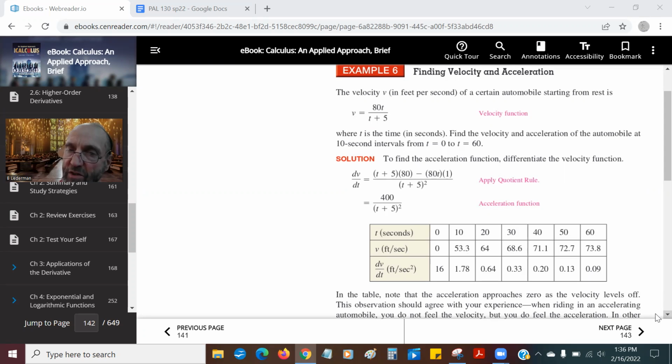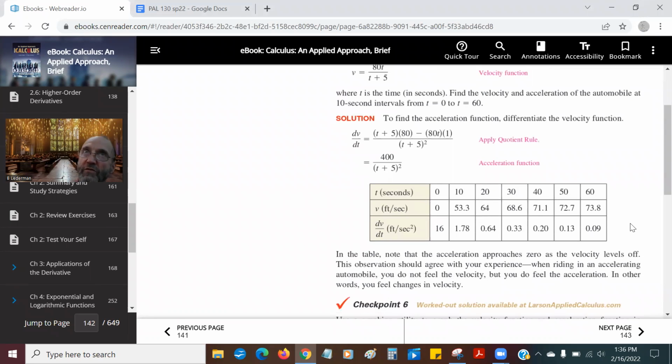The velocity starts to level off, which is true because when you first start a car, you feel that acceleration, and then once the car gets to a solid speed, you could be driving 100 miles an hour, but sitting in the car, you don't really feel it. The only time you really feel it is when the car is accelerating. For example, on an airplane going 500 miles an hour, you don't feel anything. You're just sitting there. But when it takes off, that's when you feel it.